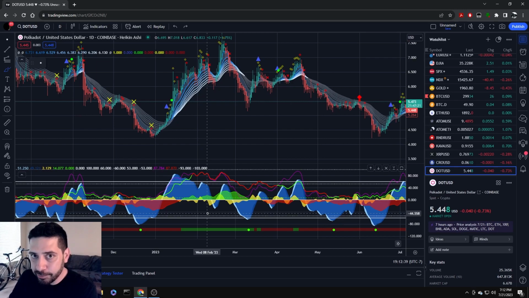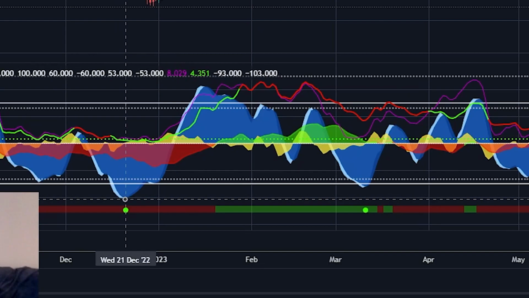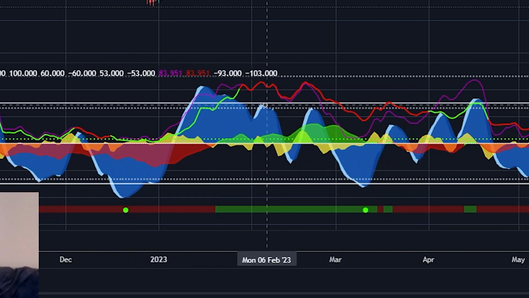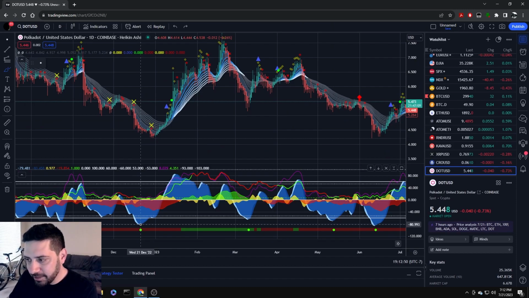Looking closer at the blue waves, we're looking for when the light blue becomes dark blue. You see when that happens? When the light blue kind of cuts into the dark blue? That's the beginning of a momentum reversal, and that is a key point of interest for us.